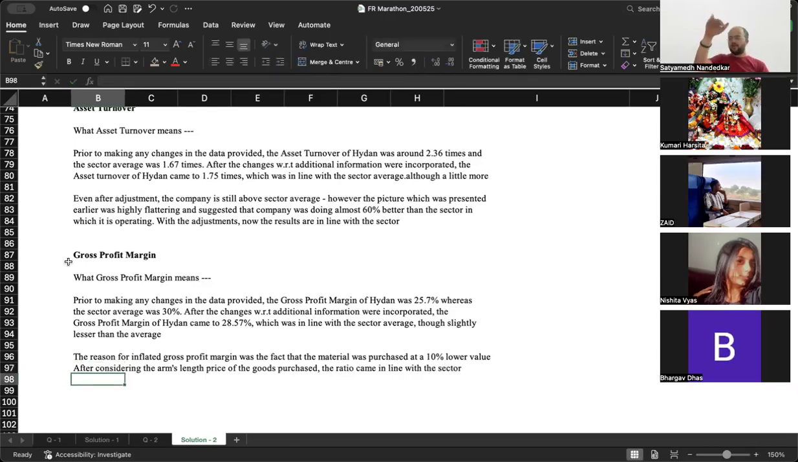आपने जब 45,000 को 50,000 कर दिया, which is the arm's length price, मतलब आपका IFRS 13 का फेयर वैल्यू, the price at which transaction is done between two unrelated parties under normal market conditions. जब आपने आर्म्स लेंथ प्राइस पे कर लिया तो रेशियो केम इन लाइन विद द सेक्टर.